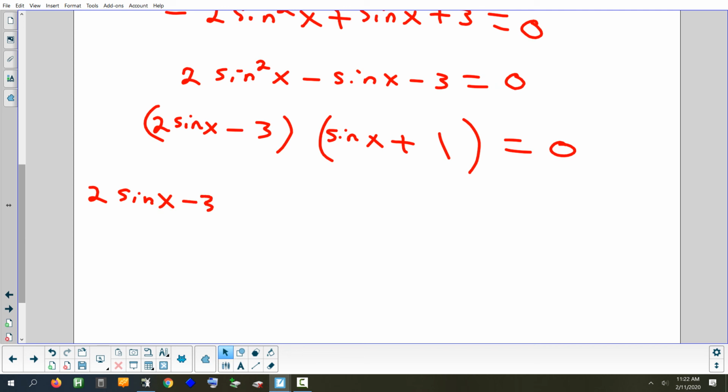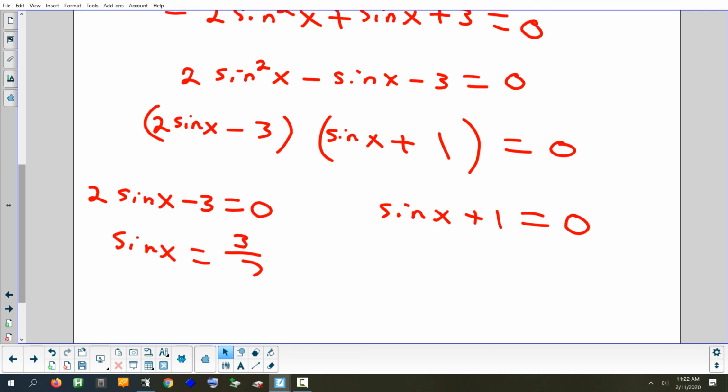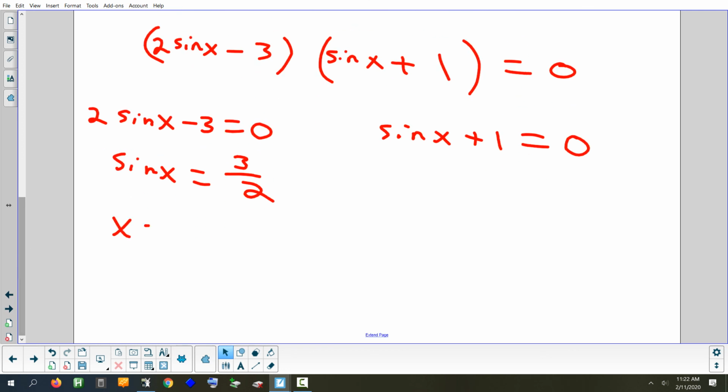2 sine x minus 3 equals 0. Sine x plus 1 equals 0. Let's start with the one on the left. What would be your first step? Add 3 and then divide by 2. Okay. And now my last step to get x by itself. Inverse sine. So x is the inverse sine of 3 over 2.